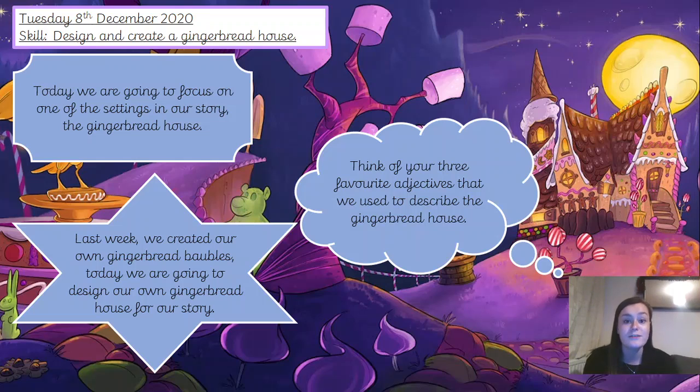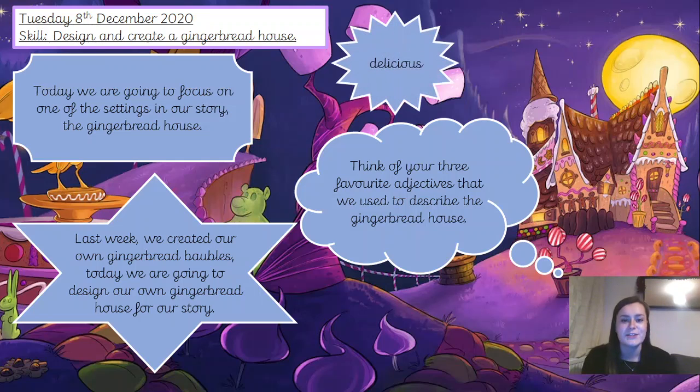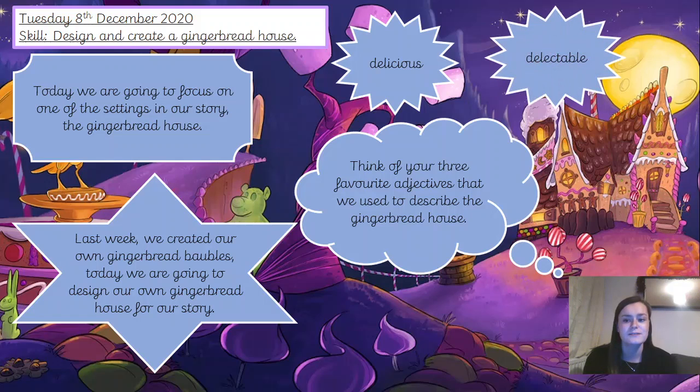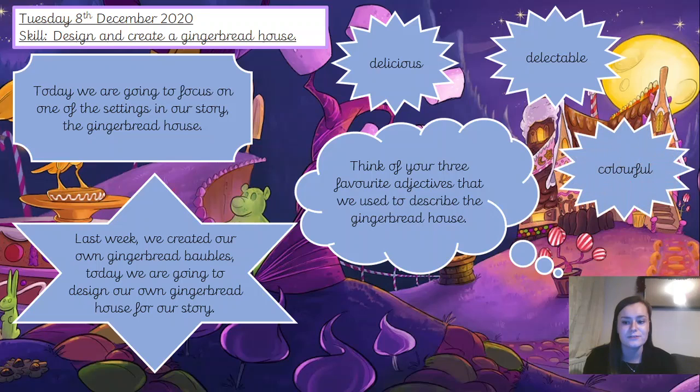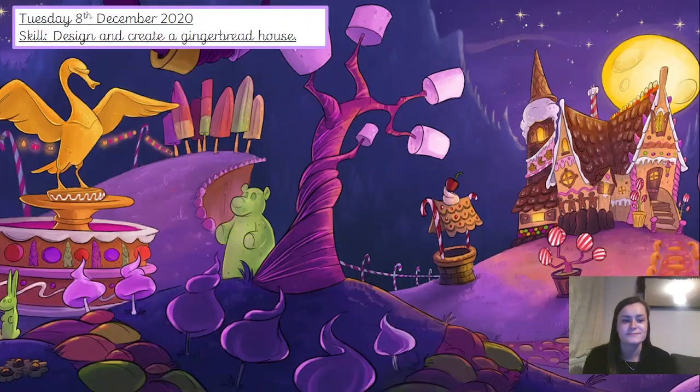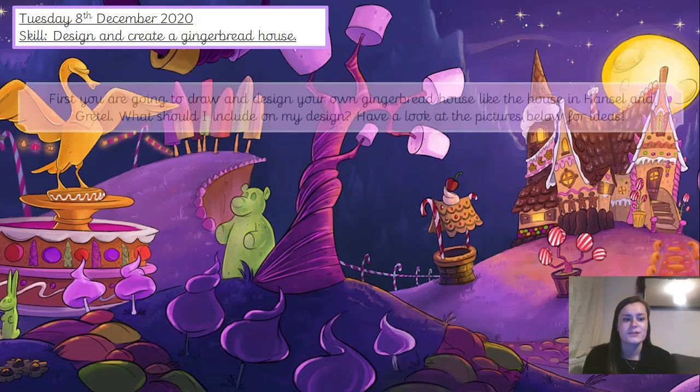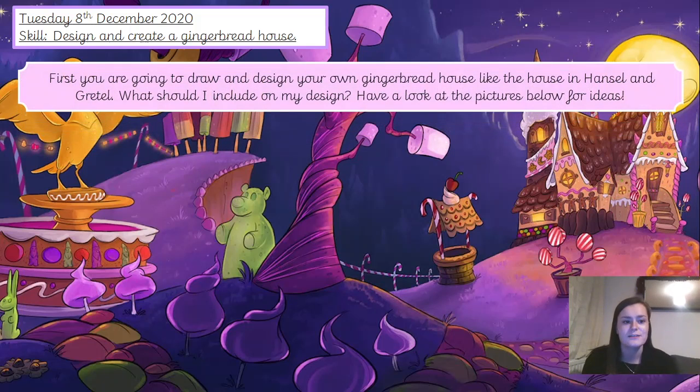Okay, so my favourite adjectives that we came up with were delicious, delectable, and colourful. These were 3 of the adjectives that we used to describe the gingerbread house. So for your task today, you're going to draw and design your own gingerbread house, just like the house in Hansel and Gretel. So I've drawn one on my whiteboard ready.